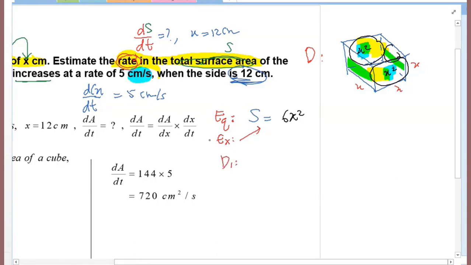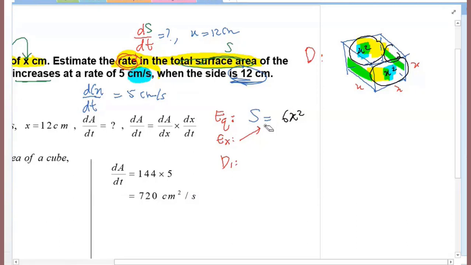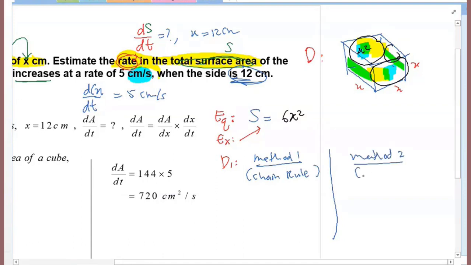Next, differentiate S. Before that, there were two methods, right? Given this, you have two methods. Method 1 for differentiating uses the chain rule. Method 2 uses direct or implicit differentiation.